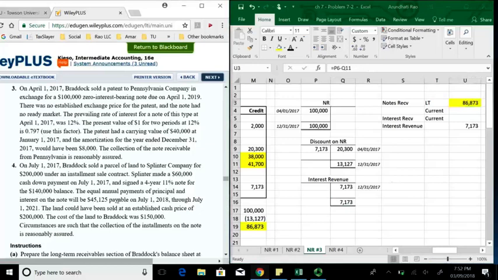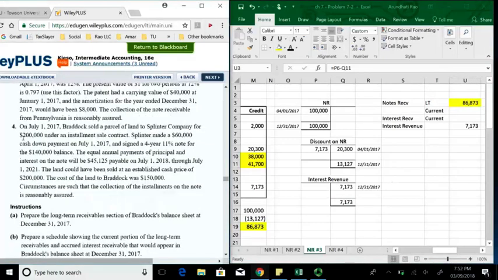Okay, let's finally move on to the last notes receivable. On July 1st, 2017, Braddock sold a parcel of land to Splinter Company for $200,000 under an installment sales contract. Splinter made a $60,000 cash down payment on July 1st, 2017 and signed a 4-year 11% note for $140,000 balance. So the 200 minus 60 is 140.